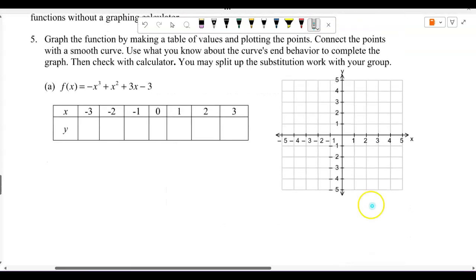Correct. Now, draw the graph by making a table of values, plotting the points, and connecting these points with a smooth curve. Use what you know about the curve's end behavior to complete the graph. Then check with calculator. You may split up substitution work within your group. You know how to do this. You put in these values and you do it.